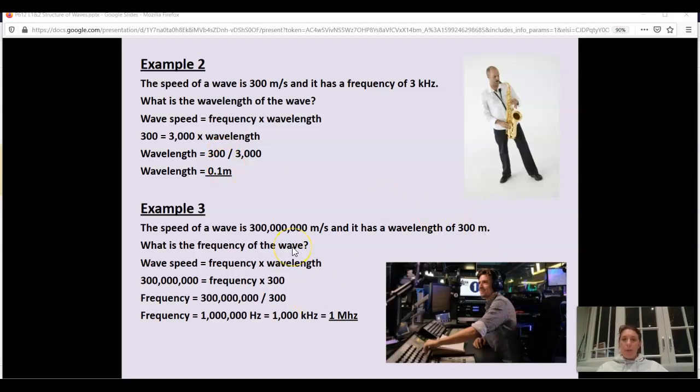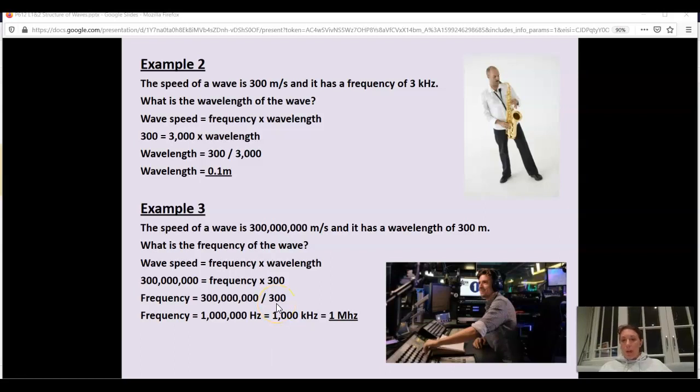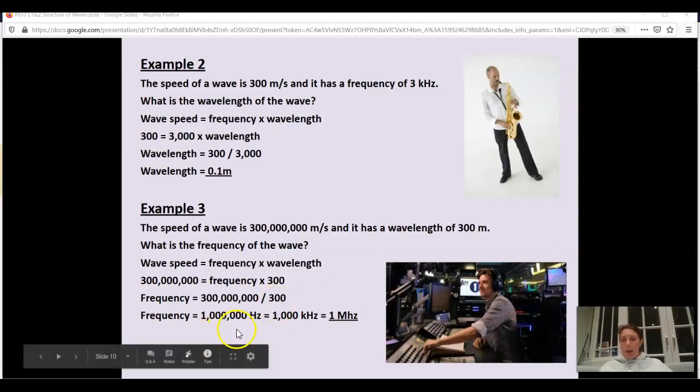In this case, we want to work out the frequency of the wave. So if we look at the equation, wave speed is frequency times wavelength. The wave speed is 300 million, so we've got that there, substitute in. We don't know the frequency and the wavelength is 300 here. So what I need to do is, this is multiply here, so I need to take it to the other side and divide. So 300 million divided by 300 will give me the answer. When you do that, you get a million. So the frequency is 1,000,000 hertz.